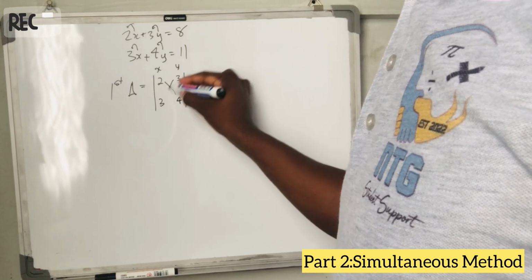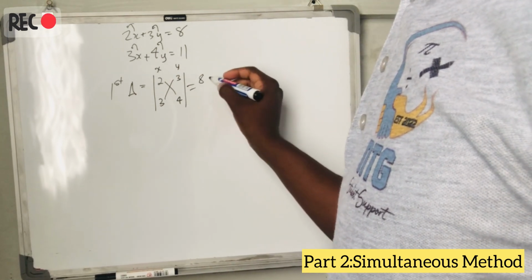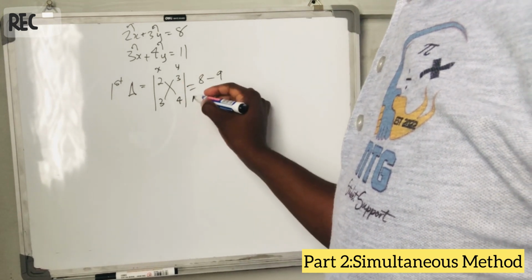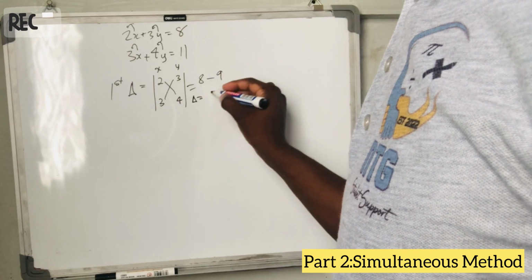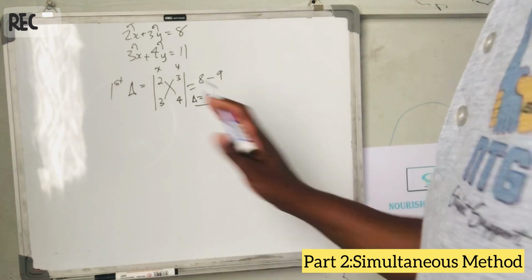Then you cross multiply. So it is equal to 2 multiplied by 4, it is 8, minus 3 multiplied by 3, it is 9. So therefore the change is equal to 8 minus 9, which is negative 1. So that is the first step.